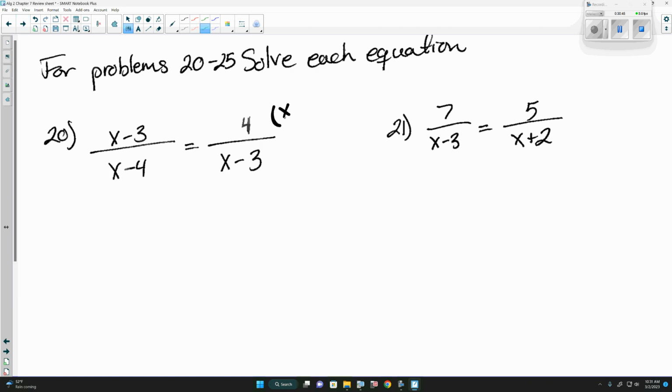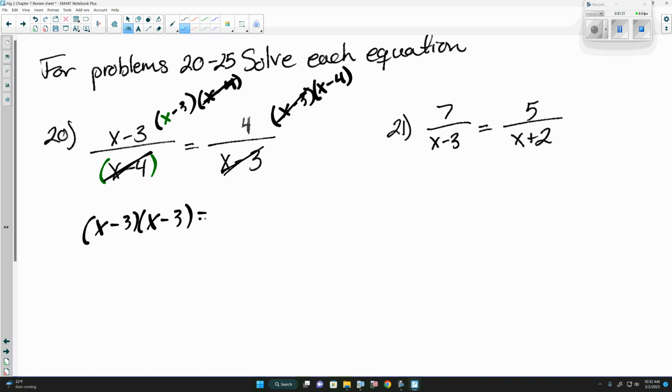One of the ones I know we'll need is x minus 3, because on the right, the x minus 3 and x minus 3 will cancel out. Are all of our fractions reduced? Do we still have denominators? Yeah, we have n. So we'll also need to multiply everything by x minus 4 so that these here will cancel out. Now are all of our denominators simplified? Yes. On the left-hand side, we have x minus 3 times x minus 3 is equal to 4 times x minus 4.